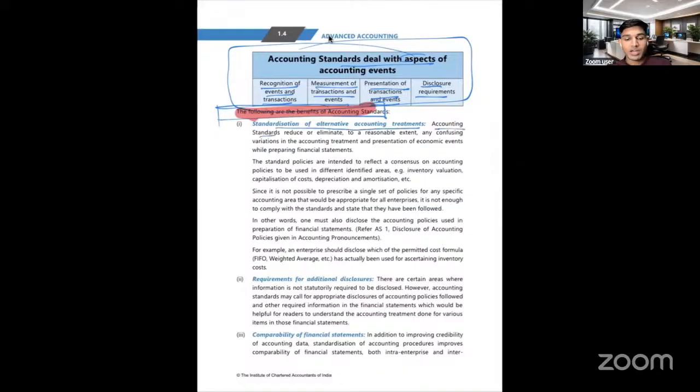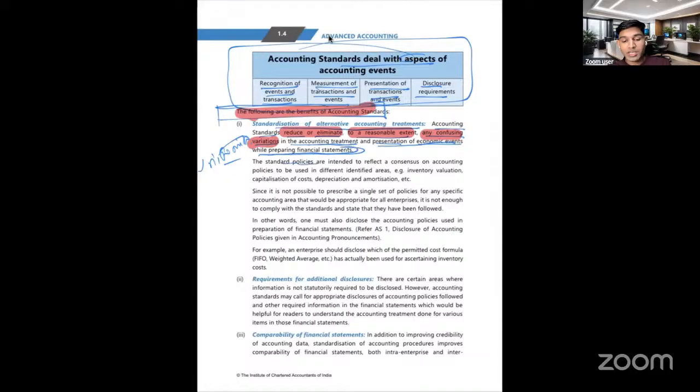Accounting standards reduce or eliminate to a reasonable extent any confusing variation in the accounting treatment and presentation of economic events while preparing financial statements. So standards reduce and eliminate to a reasonable extent any confusing variation. So it comes with uniformity in the accounting treatment and presentation of economic events while preparing financial statements.